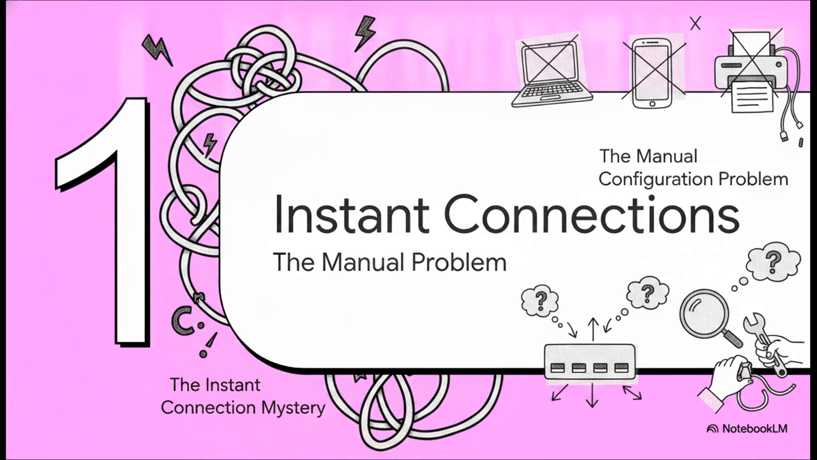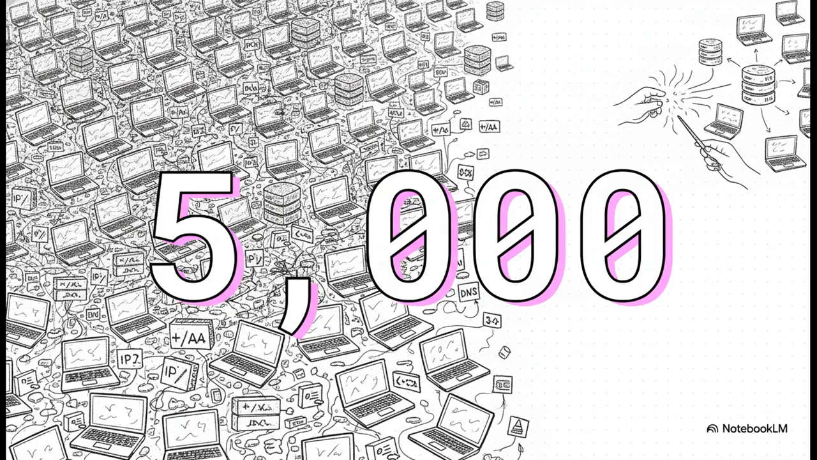Starting off with Section 1, the instant connection mystery, the manual configuration problem. Okay, so we all know every single device on a network needs an IP address, right? It's basically its network identity. No ID, no communication. Simple as that.